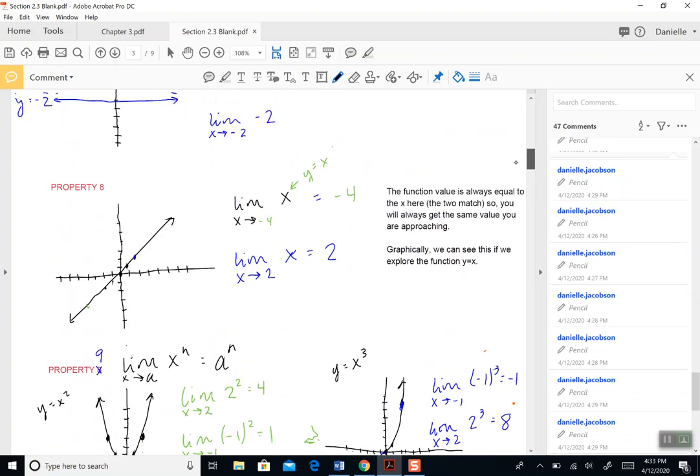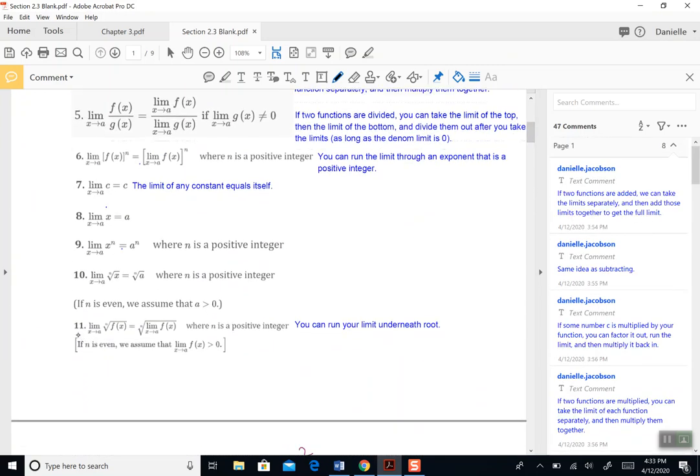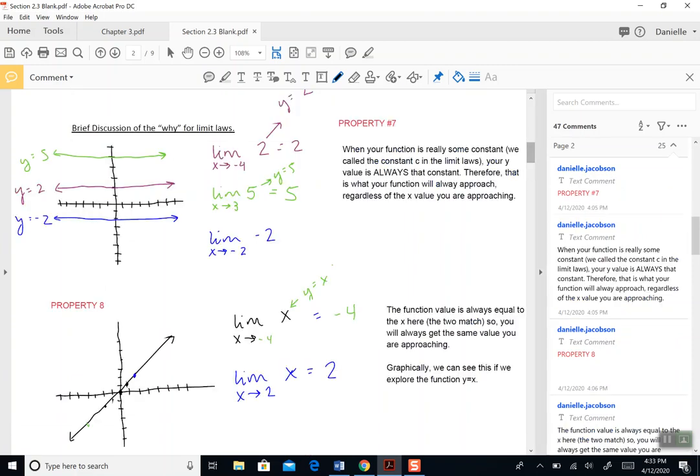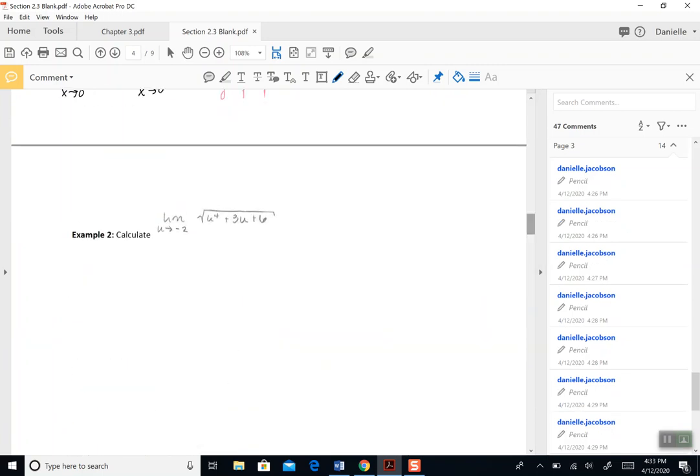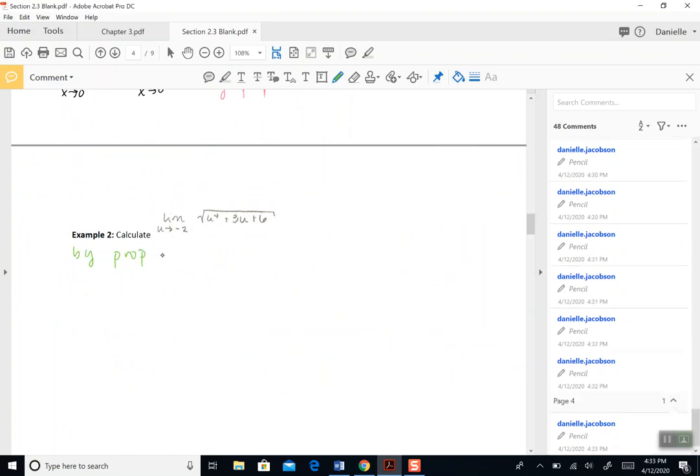So now I need to find a limit law that tells me I can run this limit underneath the square root. So scrolling back up again, we see that property number 11 tells us if we have a function underneath a root, we can run the limit underneath that root. So let's go back down here and use property number 11. Okay, so by property 11, we have the limit, the square root of the limit as u goes to -2 of u to the 4th.